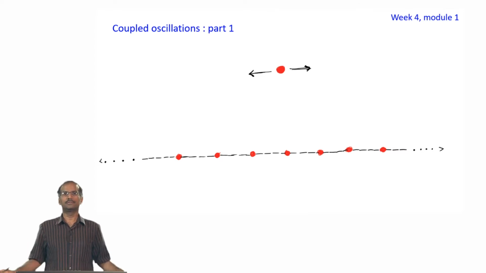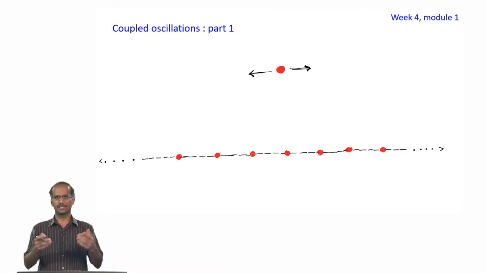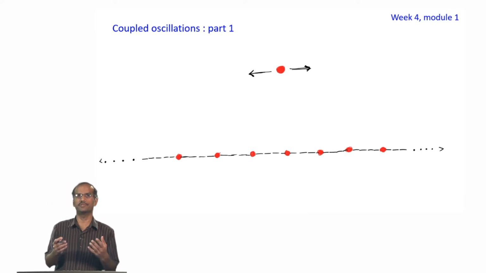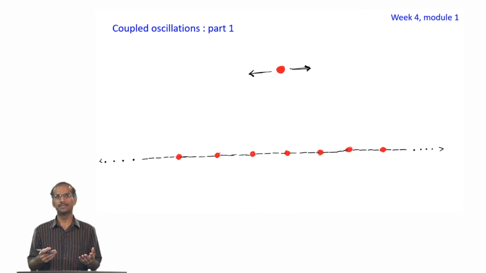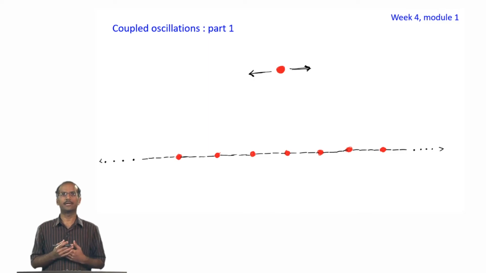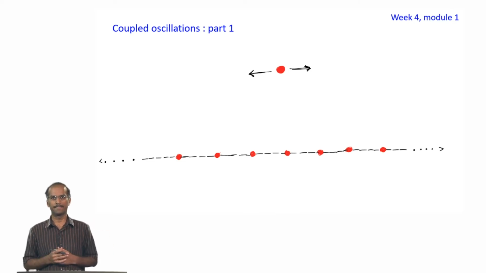In the last 3 weeks we saw what we called simple oscillations of, let us say, a single particle. Then we added another realistic effect, which is to add damping to it. We saw what a damped oscillator is, and then we also added another realistic effect, which is to give it a continuous supply of energy, so that it keeps oscillating.